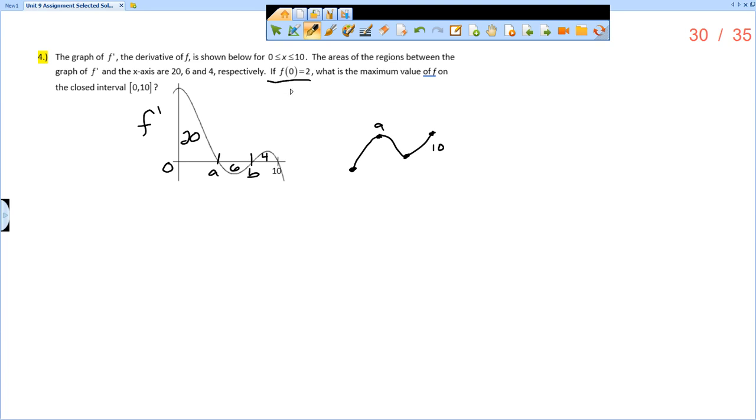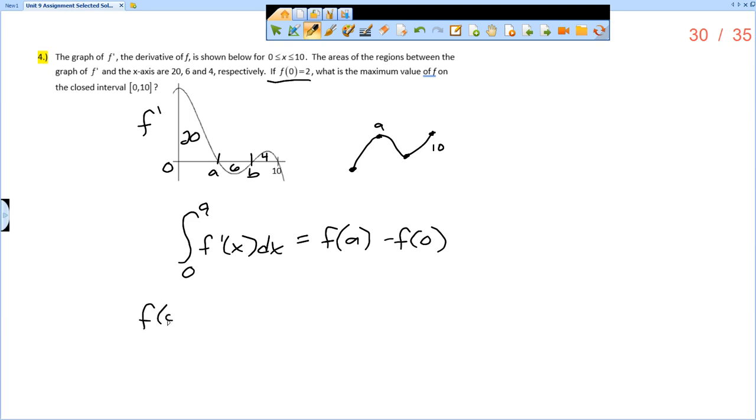And so you want to realize that you need to know f of a, right? You can find f of a by taking the integral from 0 to a of f prime of x, which is going to tell you the change in f from 0 to a. So f of a minus f of 0. And so f of a is going to equal the integral from 0 to a of f prime of x dx plus f of 0, right?